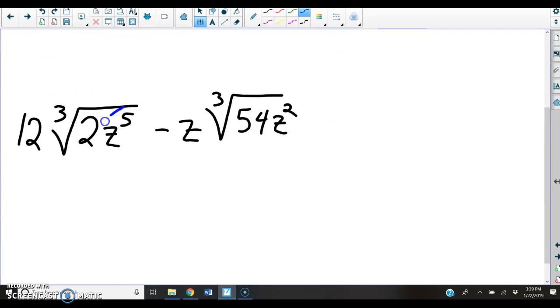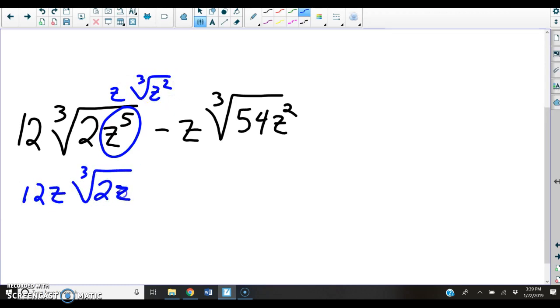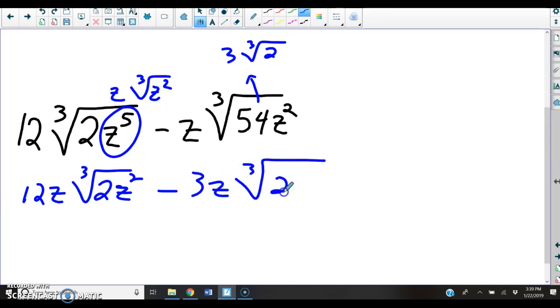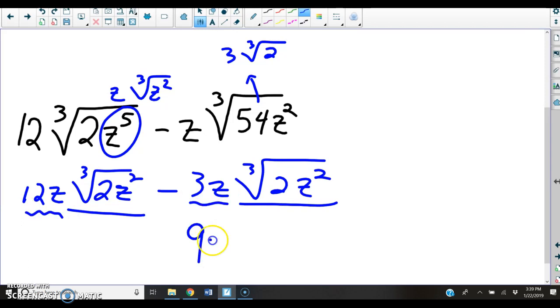Okay. Cube root, this will simplify. That'll be z and cube root of z squared. So I'm going to have 12z cube root of 2z squared minus, didn't we do this several times? Doesn't this 54 become 3 cube roots of 2? And then z squared has to stay there. So I'm going to have 3z cube roots of 2z squared. My radical parts are the same. Okay, the 12z minus the 3z would be 9z cube roots of 2z squared.